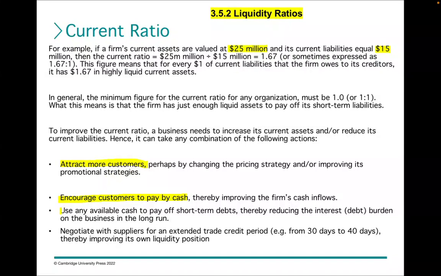So make different promotional strategies for cash flow. Use any available cash to pay off short-term debts, thereby reducing interest. Negotiate with suppliers for longer terms, or extended periods to pay them back, for example going from 30 days to 60 days or 40 days. So there you have more time to hold cash and use it for different purposes instead.